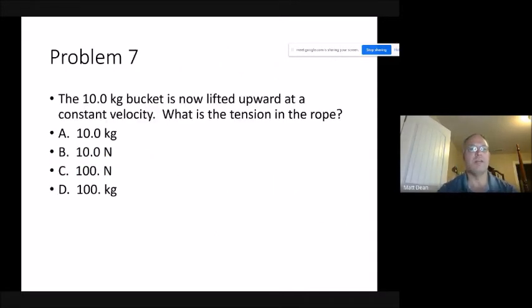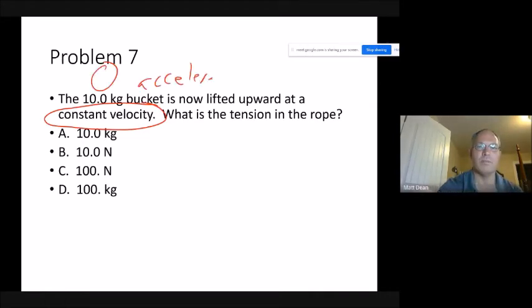All right, so here's problem 7. This one's a bit tricky if you haven't worked these kinds of problems before. So now we have the same bucket still attached to a rope. The bucket is being lifted at a constant velocity. What is the tension in the rope? Keywords, constant velocity, which means 0 acceleration.